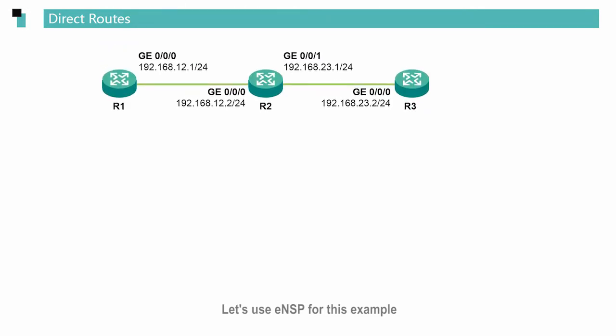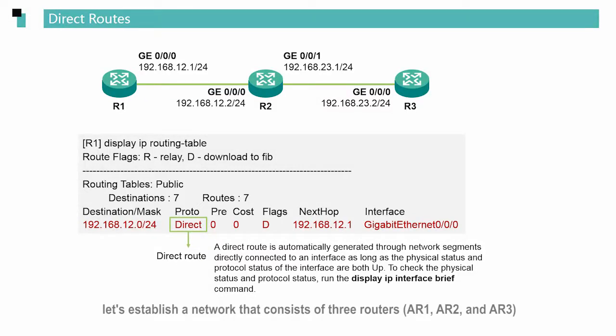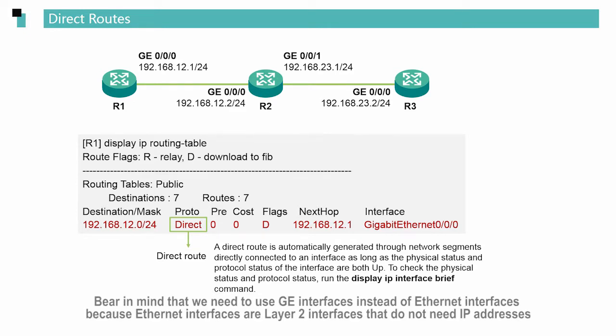Let's use ENSP for this example. First, let's establish a network that consists of three routers, AR1, AR2, and AR3. GE0/0/0 on AR1 is connected to GE0/0/0 on AR2, and GE0/0/1 on AR2 is connected to GE0/0/0 on AR3. Bear in mind that we need to use GE interfaces instead of Ethernet interfaces, because Ethernet interfaces are Layer 2 interfaces that do not need IP addresses.